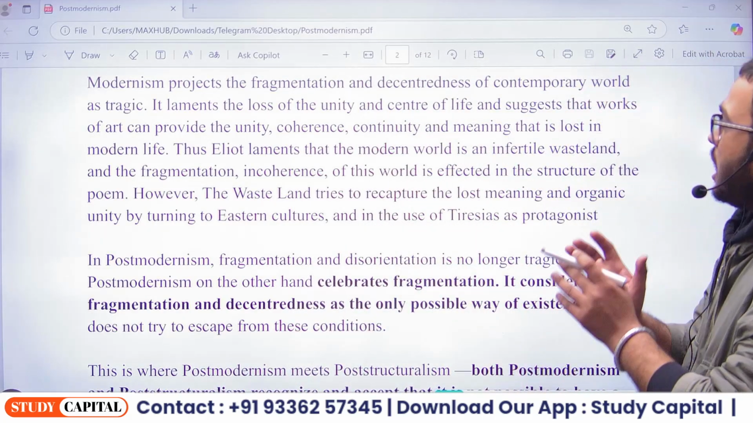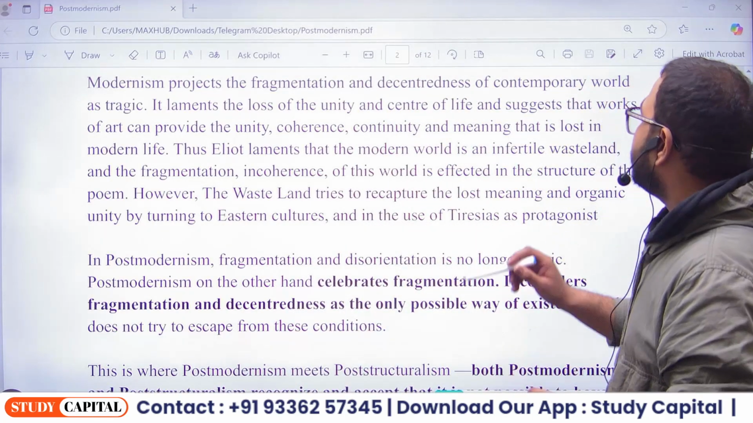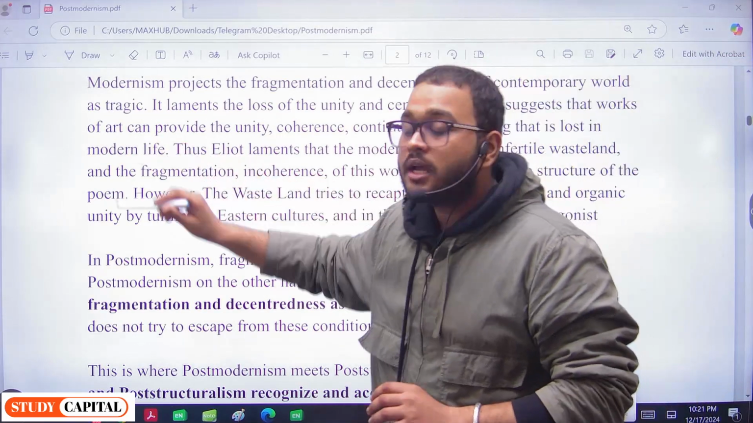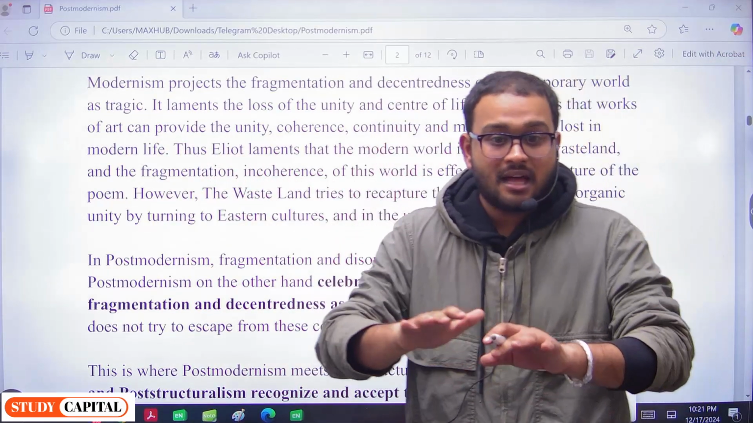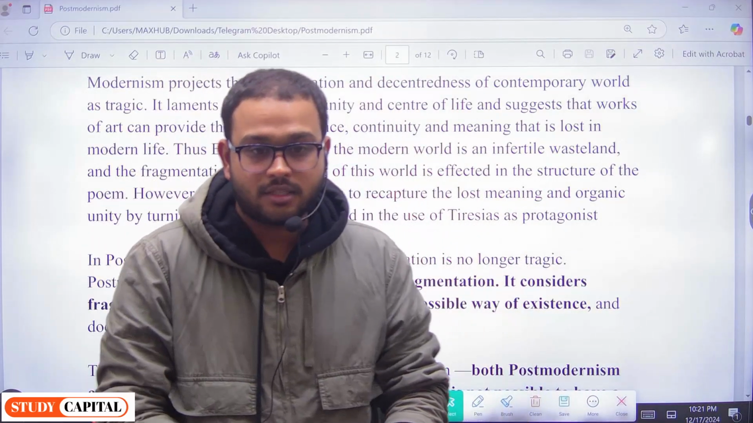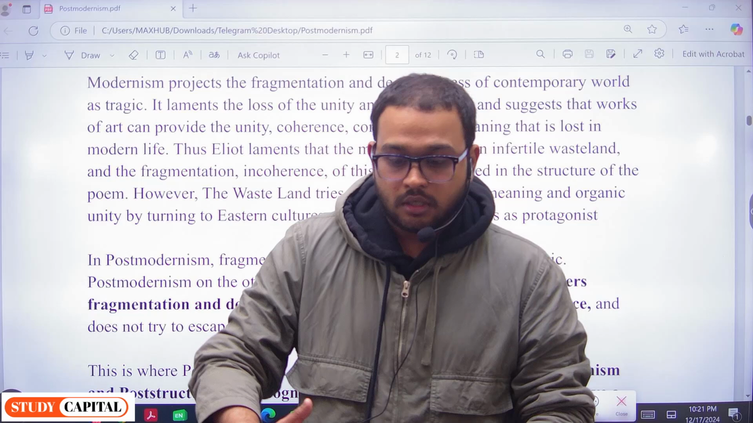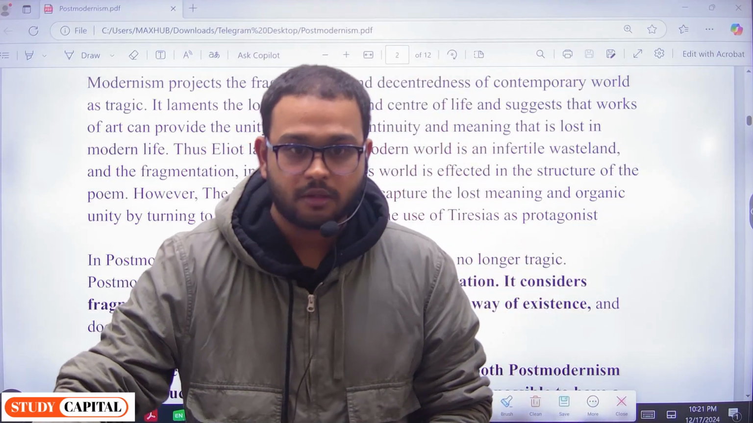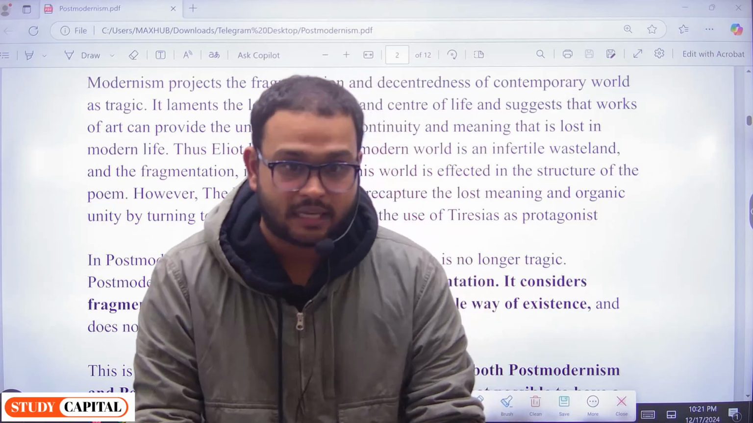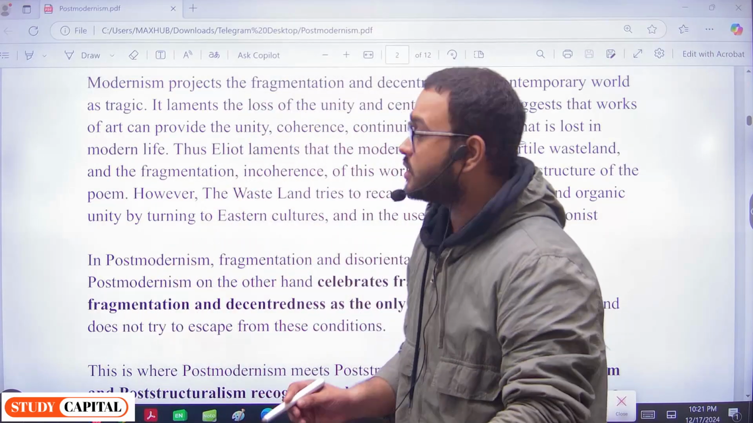So we see there is a loss of unity. The writing will also suggest that works of art can provide unity. So there is a lack of unity, but the literature, the art, can provide the unity that is needed. So there is meaning. We are seeing the loss of the meaning, but the art will be giving us meaning. So this is one escape that writers are looking at.